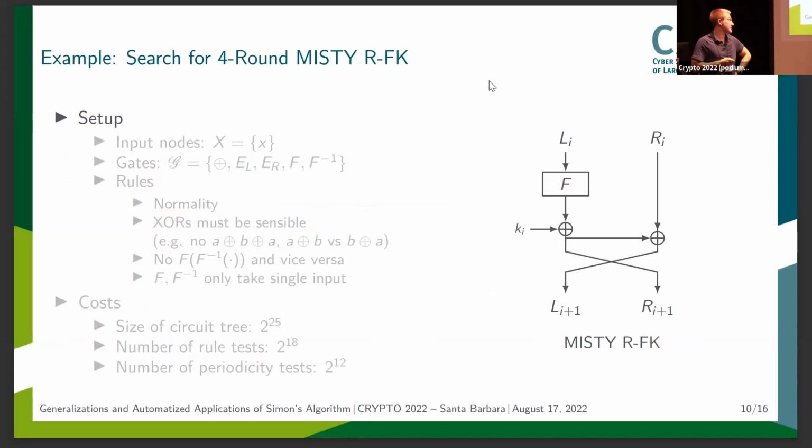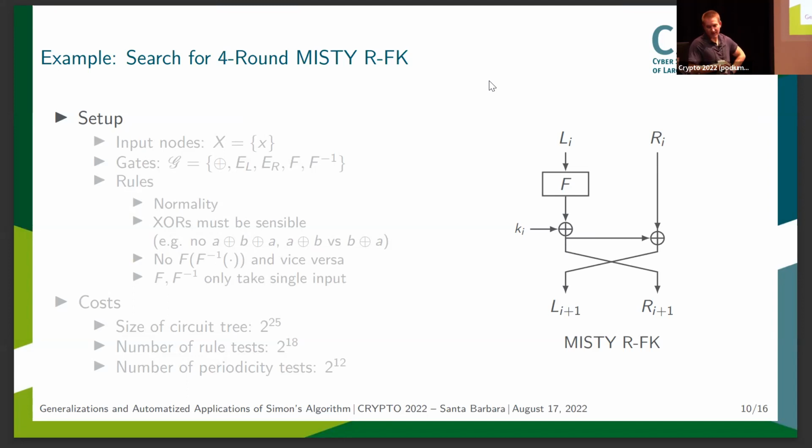Okay, so let's talk about a specific example. One of our new attacks is on the four-round MISTY RFK construction. MISTY is here. It's kind of similar to Feistel, but the round function is not applied in the middle branch, but on the side. And this RFK means that the round function is not a new random function in every round, but one fixed function, and then we add a round key after we apply the round function.